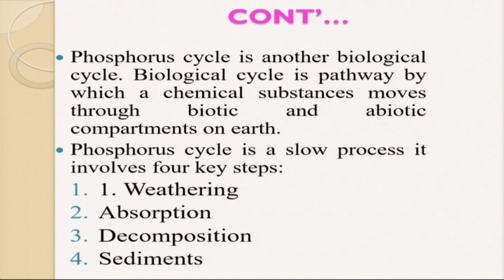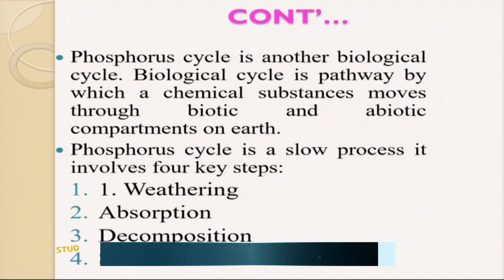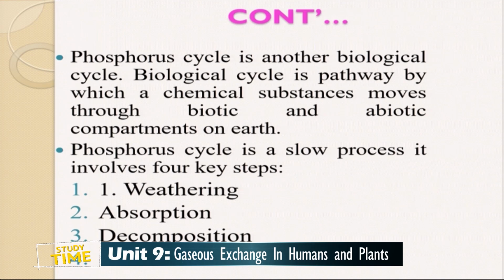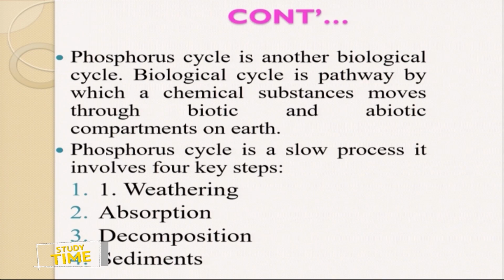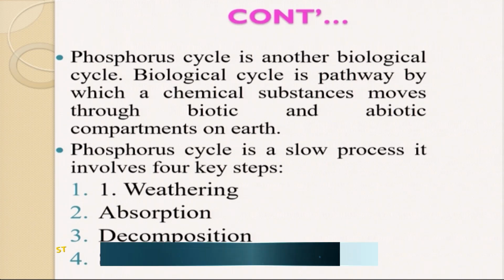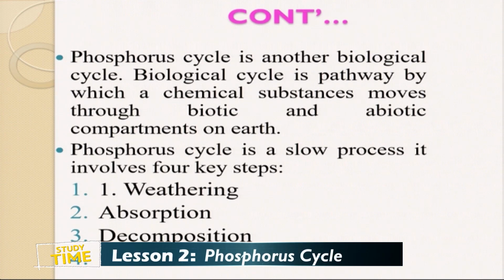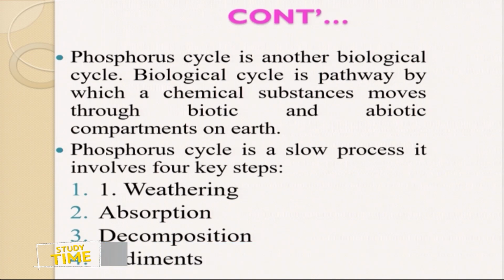I mentioned that phosphorus does not exist in the atmosphere. It appears in the earth, in animals as well as in plants. So let's define the term biological cycle: a pathway by which chemical substances move through biotic and abiotic compartments on the earth. The movement of these substances through biotic and abiotic compartments is referred to as a biological cycle.